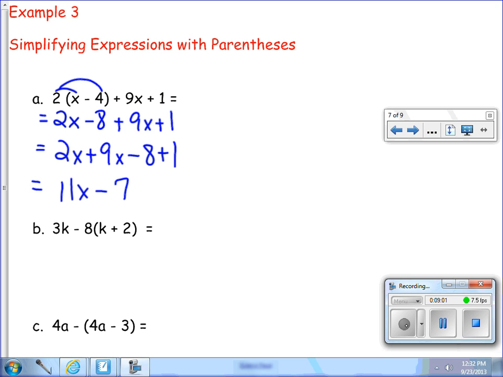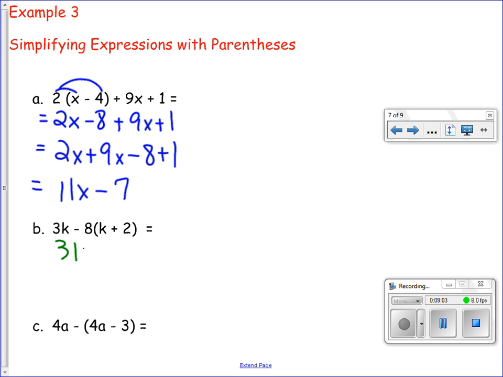Okay, so we're going to do 3k. Then we're going to be distributing, you can do it this way, 8 to each of the numbers inside the parentheses. So that's going to be, I brought my subtraction sign down, you've got 8k. But here, it's not a positive 8 times 2, it's a negative 8 times a positive 2, which is going to be negative 16. So now you're going to combine 3k minus 8k.